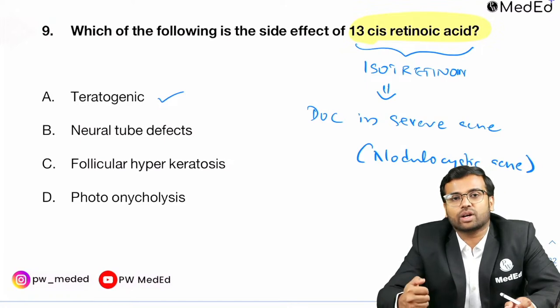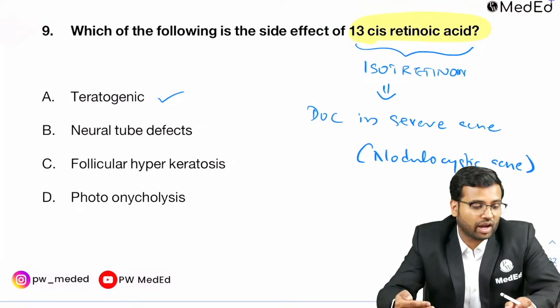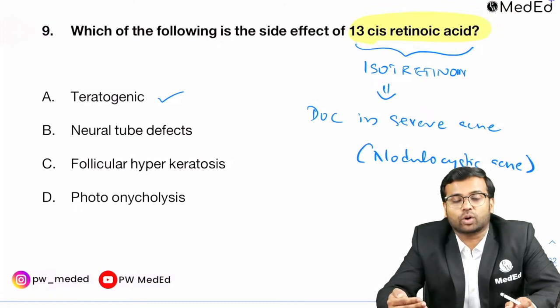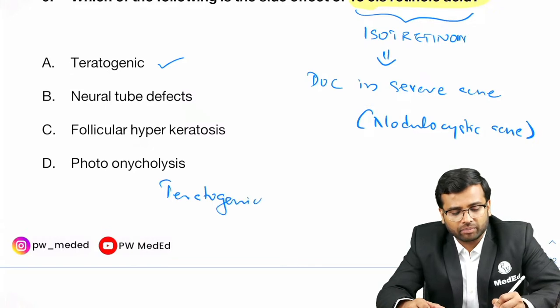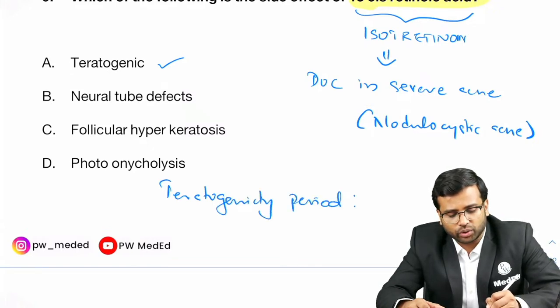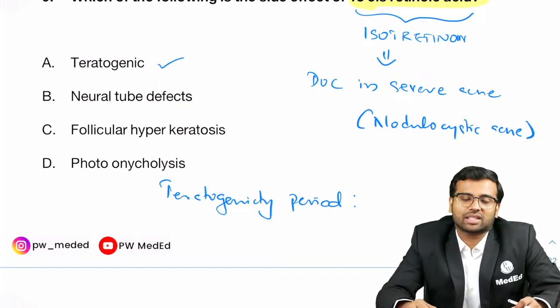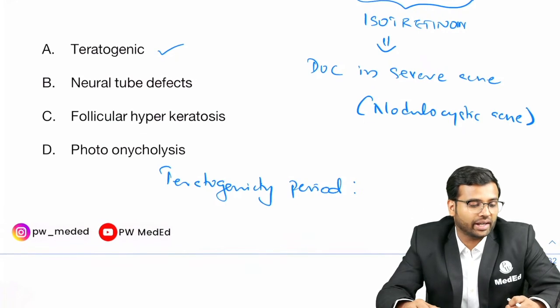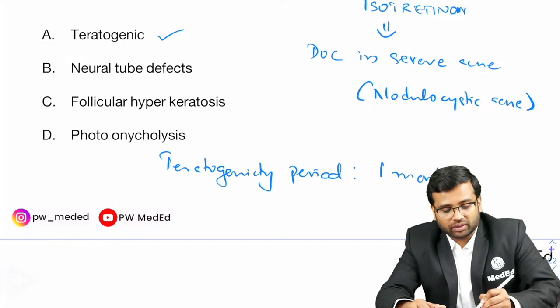And in case we are going to treat any female patient with isotretinoin, we have to advise the patient about proper contraception, isn't it? We have to always ask the patient to have proper contraceptive measures as well to make sure that the patient does not conceive. Now, what is the teratogenicity period of isotretinoin? Options are 2 weeks, 4 weeks, 6 weeks or 8 weeks. The right answer here would be 1 month. So the teratogenicity period is going to be 1 month.